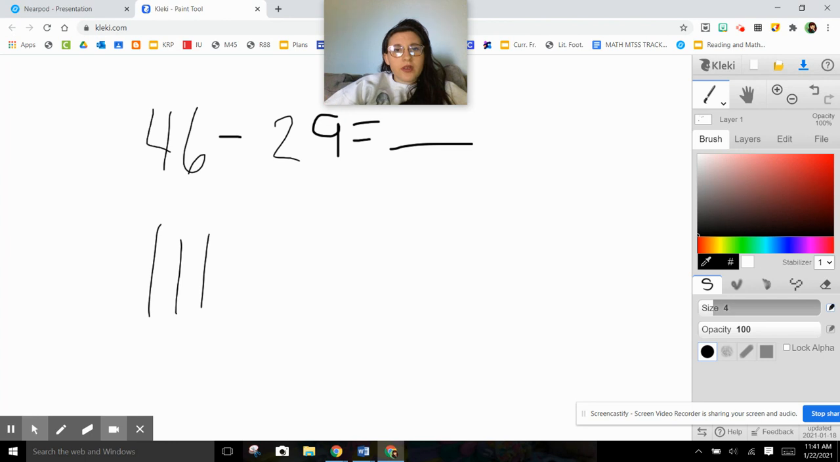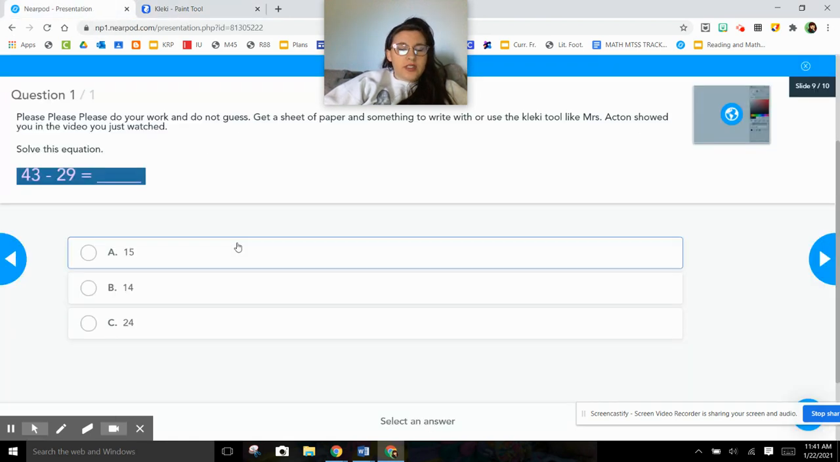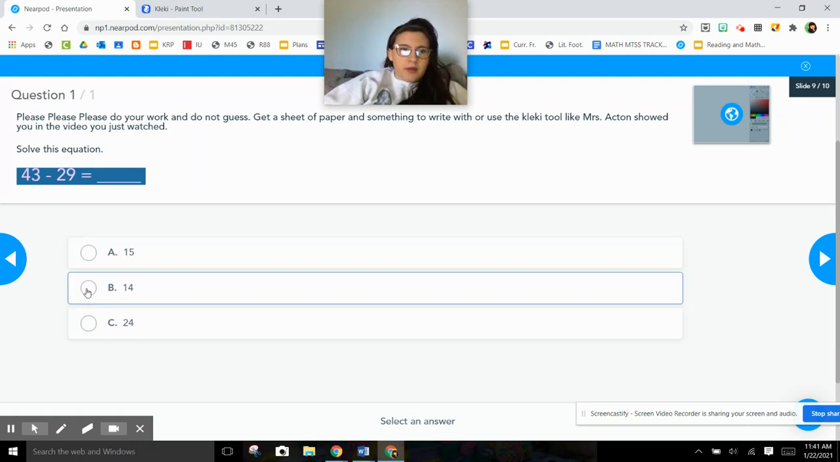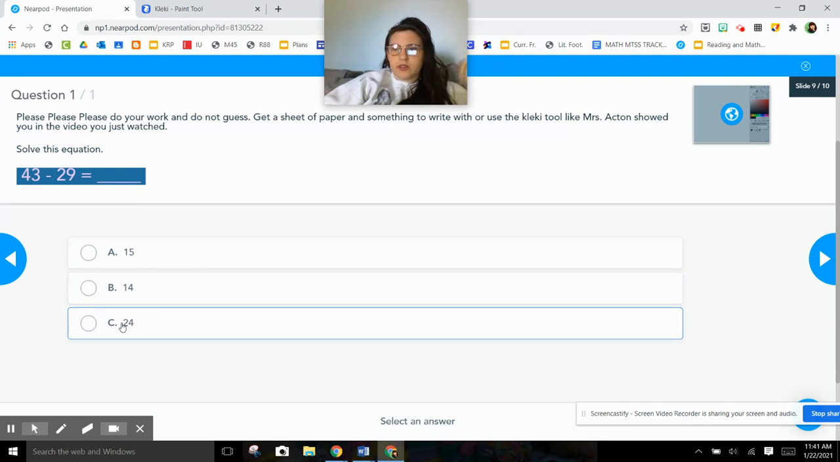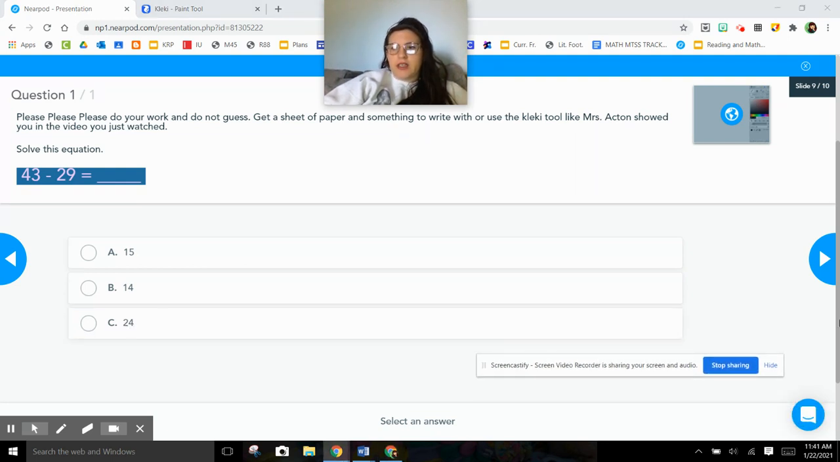I don't want to go any further because I don't want anyone to get hints on how you're supposed to solve this, because by now you should be able to do this on your own. So solve it. Then once you get your answer, go back to your Nearpod and say, okay, I got 15, I need to bubble in 15. I got 14, I need to bubble in 14. I got 24, I need to bubble in 24. And then whenever I'm done, I go to the next slide by clicking the arrow over. So that's how you're going to do this.